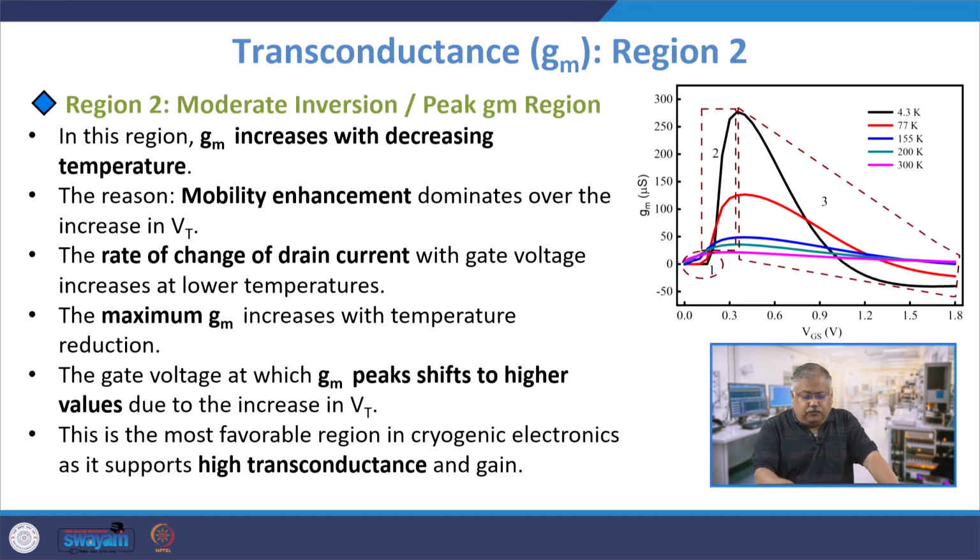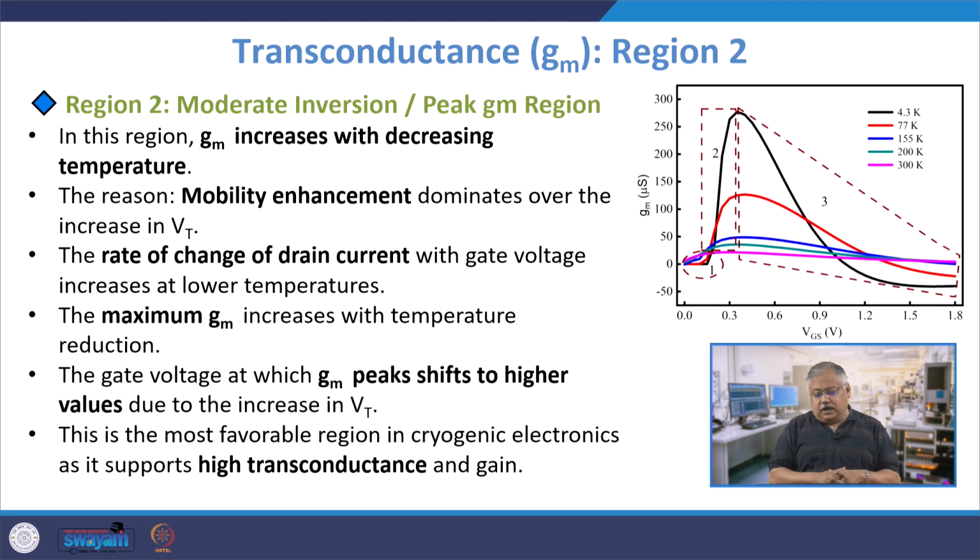Region 2 is the one where you see a reverse swing. In this, GM increases with decreasing temperature. So, as the temperature goes on decreasing, the transconductance increases. Here the reverse takes place: the mobility enhancement takes over the threshold voltage increase, and therefore the rate of change of current becomes higher at lower temperature.